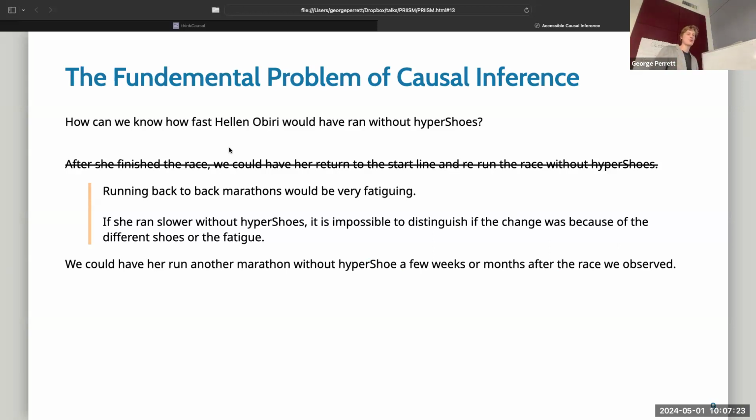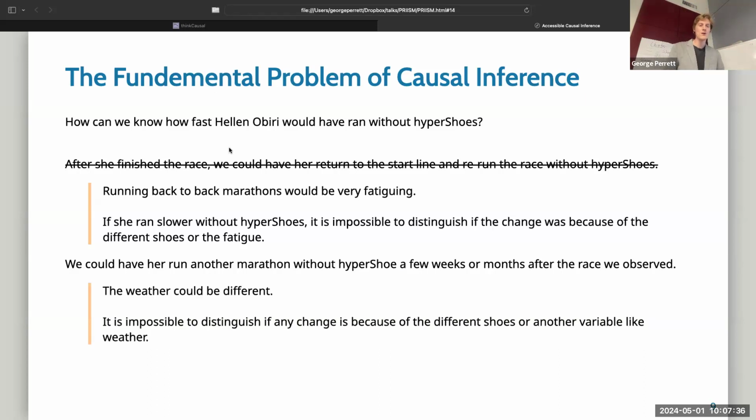So if fatigue's a concern, why don't we just have her run another marathon without Hyper shoes in a few weeks or a few months after the race we observed? She'll have some time to recover, and then we'll have her rerun the race, but this time without wearing the Hyper shoes. The problem with this is a whole bunch of other things could be different. It's possible that the weather could be different. It's possible that she changed something in her training routine, and maybe she would have run faster regardless, or maybe she would have run slower. It's impossible to distinguish if any change is because of the different shoes or another variable like weather or training or age. Again, this isn't a viable solution.